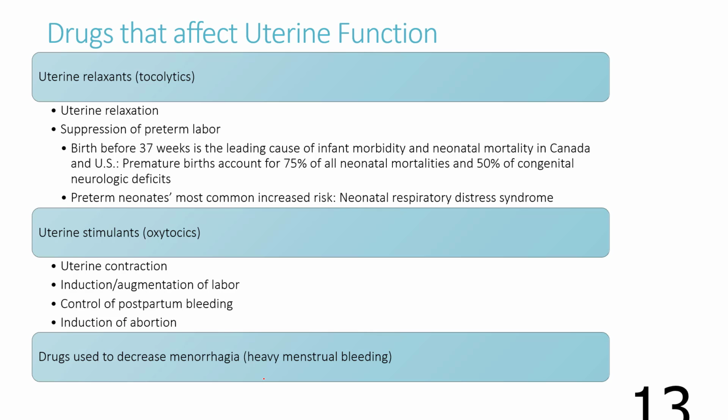The next lot of drugs I'm going to talk about are drugs that affect uterine function. So you've got over here drugs that relax the uterus to suppress preterm labor, drugs that stimulate the uterus, right, to augment or induce labor, to control postpartum bleeding, or to induce abortion. And then we're not going to talk about the third class, but the third class of drugs are used to actually decrease menorrhagia, or heavy menstrual bleeding.